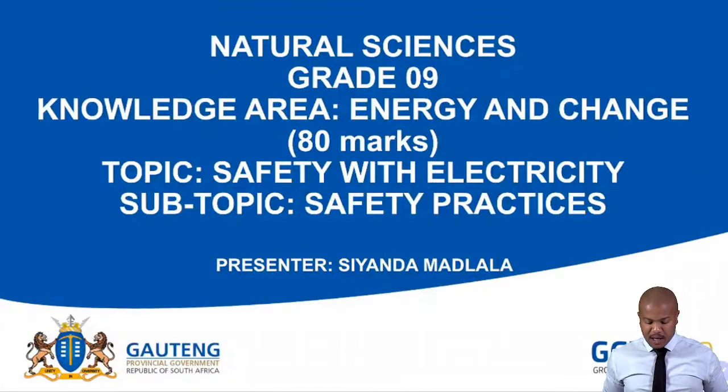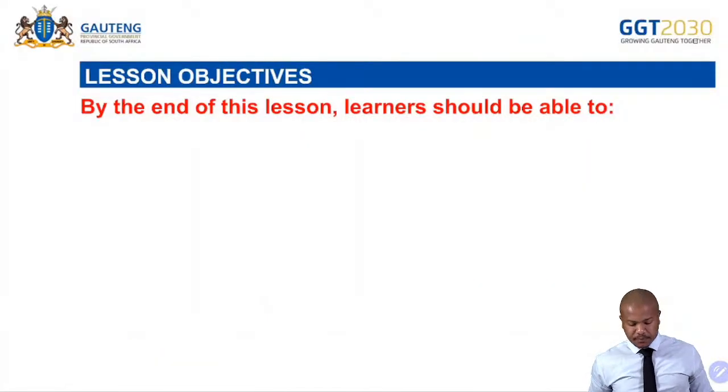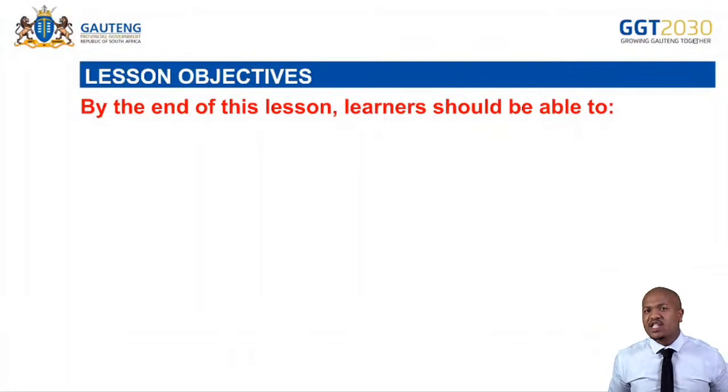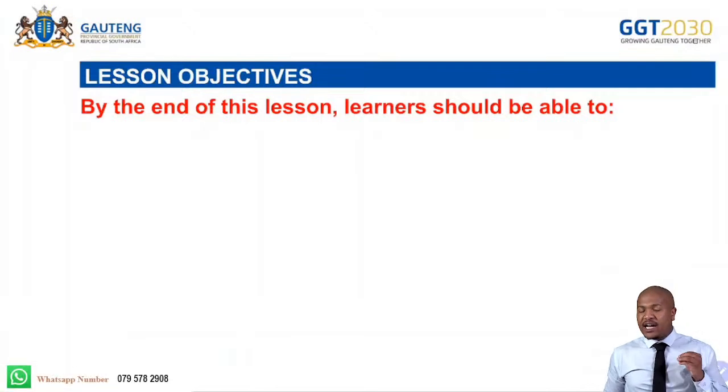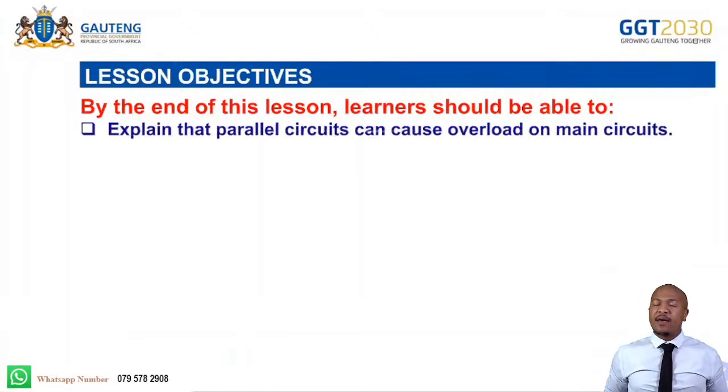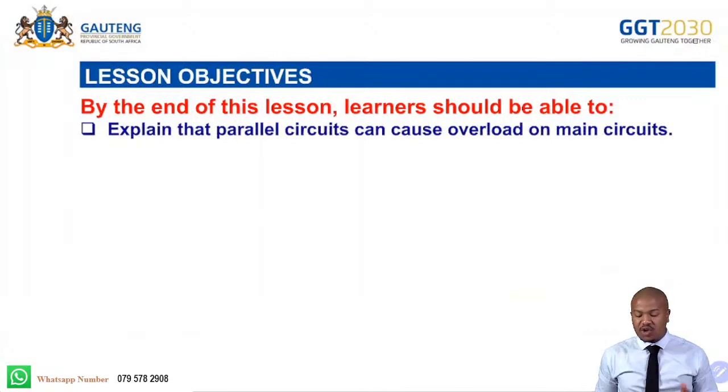Are we together? Now let's quickly look at our lesson objectives. Remember that this is what we need to achieve when this lesson ends. By the end of this lesson, we should be able to explain that parallel circuits can cause overload on main circuits. We need to be able to explain to the next person that parallel circuits can cause overloads on main circuits.